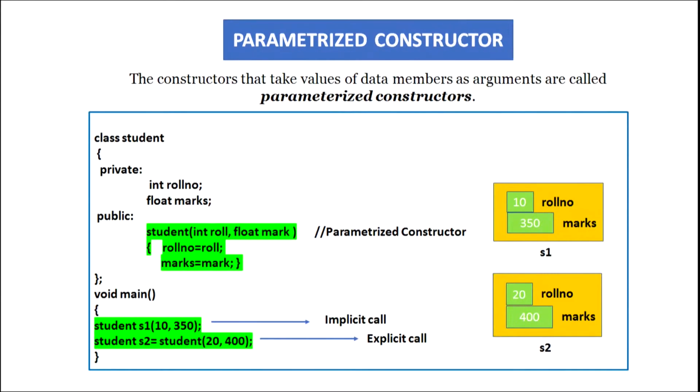And the second statement is student S2 is equal to student 20, 400. So, this is the explicit call of parameterized constructor in which we are calling the parameterized constructor explicitly. So, the values 20 and 400, they will be passed to the parameterized constructor. Then object S2 is created and memory will be allocated to its data members roll number and marks, and then 20 will be assigned to the data member roll number and 400 is assigned to the data member marks.